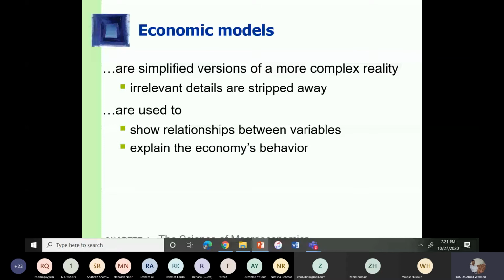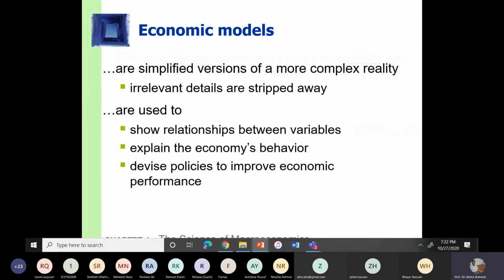We also use an economic model to explain the behavior of the economy, and then using these models we devise policies to improve economic performance. So we have simple models, and we have macroeconomic models, complex models. But we start with a very simple model. So in this course we will try to learn some simple models to understand the relationship between variables and their effect on the economy.